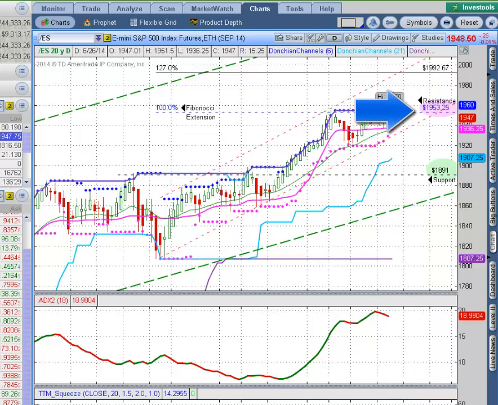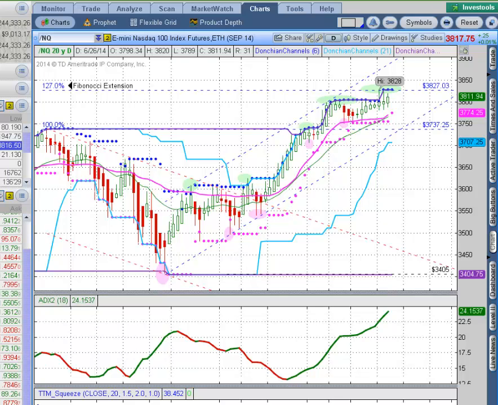Resistance is still holding at 1953. Support is at 1891 as seen by the green oval. The NASDAQ closed down. Price is sitting just below resistance at 3827. Price remains in the short-term uptrend channel. The higher highs and the higher lows are highlighted.